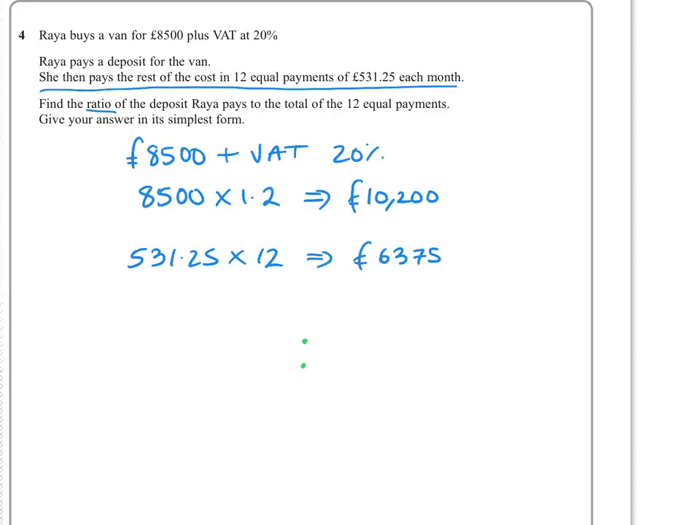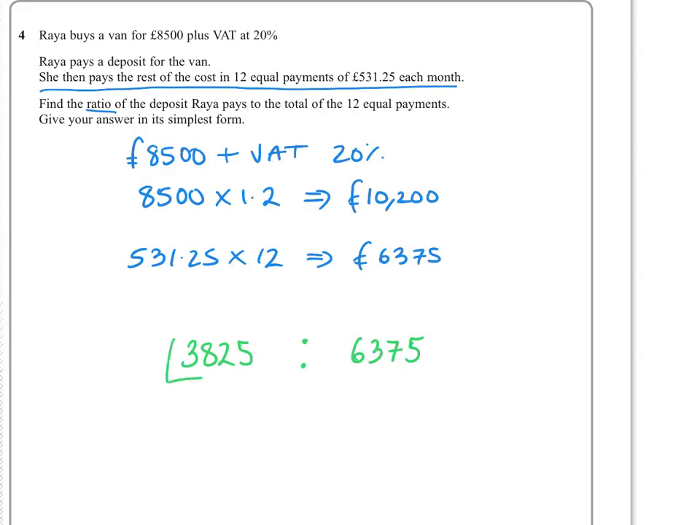So in this case, if 10,200 was the total cost and the 12 payments were 6,375, that means the deposit was 3,825, because then she went on to pay the £531.25 12 times until it was all paid off. So we want to put down here 6,375, which is the 12 payments. We've got to have that in its lowest form.